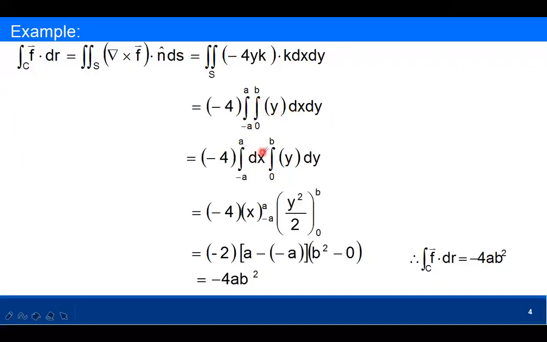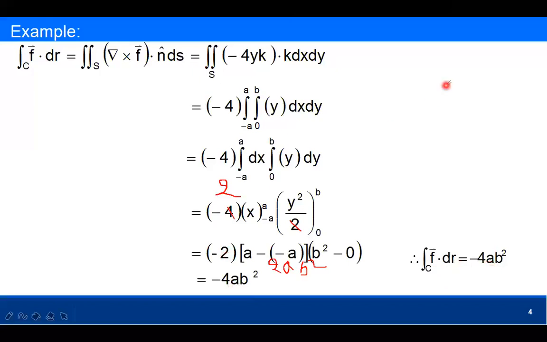Since integral dx is x between the limits minus a to a, and integral y dy is y square by 2, cancel this 2: minus 2 into, putting upper limit minus lower limit, a minus of minus a, that is 2a, and in the other case put y equal to b, b square minus 0 is b square. So 2a b square into minus 2, that is minus 4a b square. Therefore integral f bar dot dr over the curve C equals minus 4a b square.